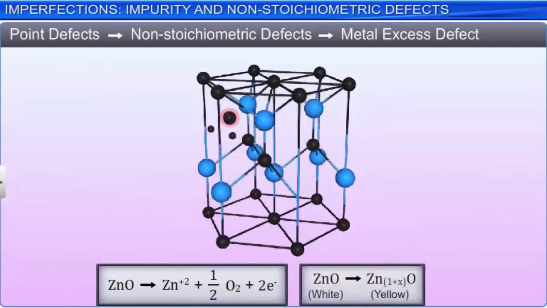Now there is an excess of zinc in the crystal and its formula changes from ZnO to Zn(1+x)O. The excess zinc 2+ ions move to the interstitial sites and the electrons to the neighboring interstitial sites.